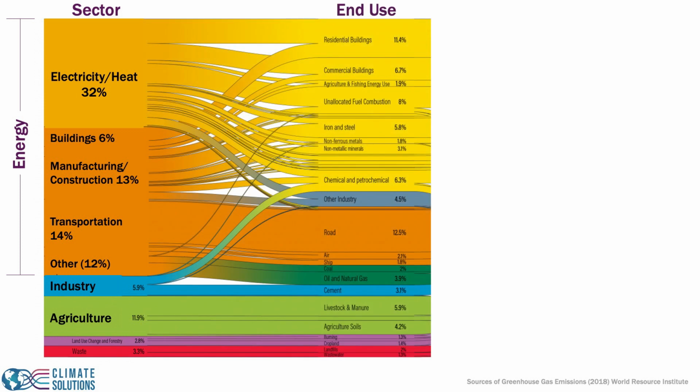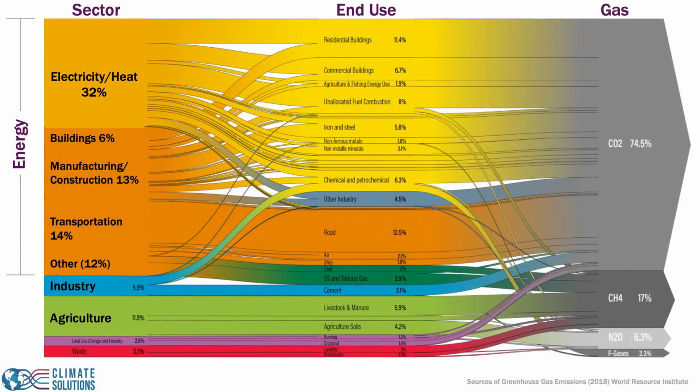In the middle of the diagram, you can see some of the end uses in those sectors. So for example, buildings use both electricity for lighting and fossil fuel combustion in furnaces, for example, for heating. And on the far right-hand side of the diagram, you can see the gas that is emitted, whether it's CO2 or CH4, which is methane, or other gases like nitrous oxide, which come largely from agriculture, which you see down here in green.